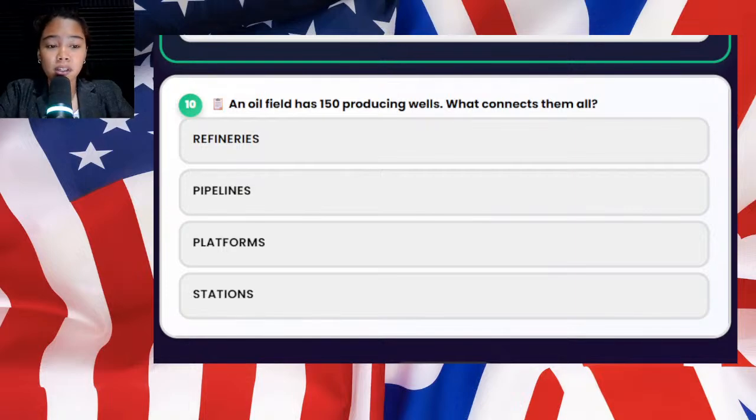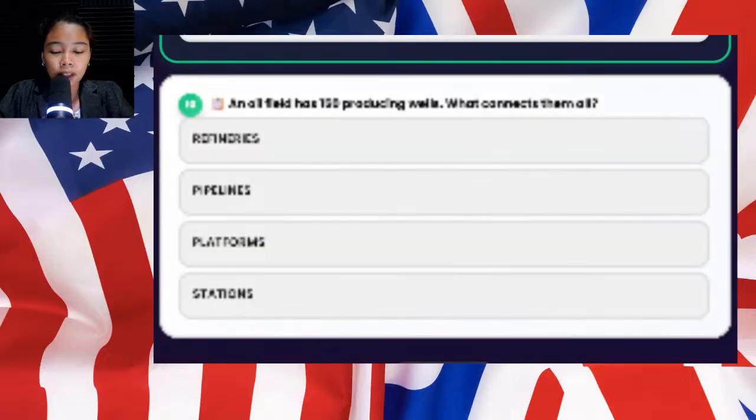An oil field has 150 producing wells. Again, when I say wells, that is the specific hole that we dig out upon trying to find or extract oil. So what is it? What is the one that's connecting all these wells?